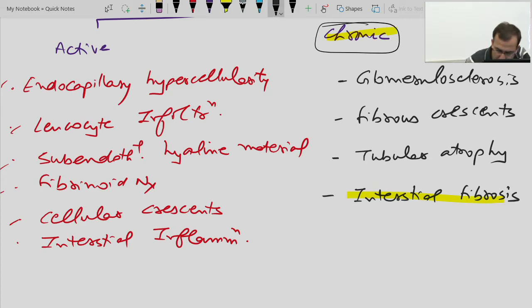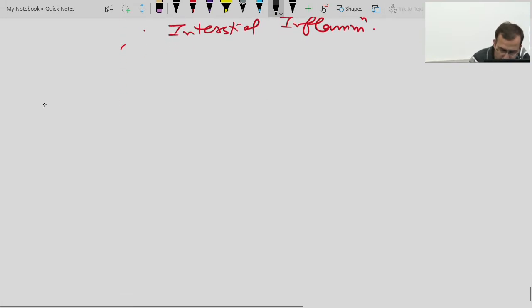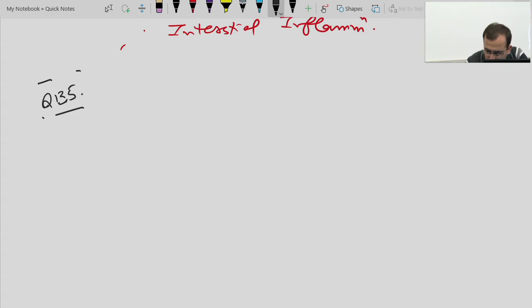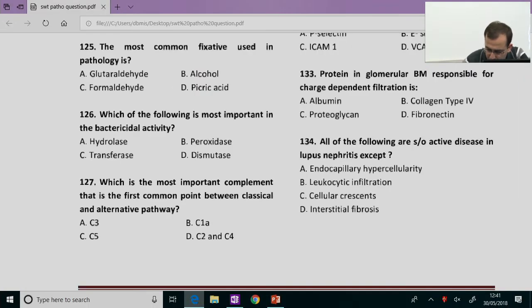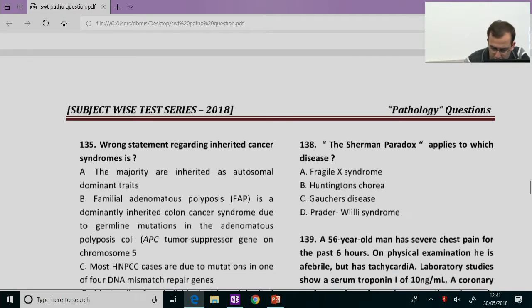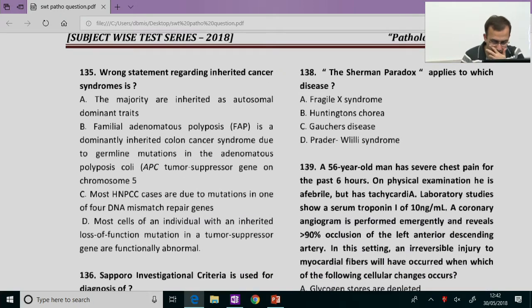Next, this gets us to the next question, that is question number 135. The wrong statement in inherited syndromes: majority are inherited as autosomal dominant. This is true. You can take almost any, that is HNPCC, FAP, it is all autosomal dominant.